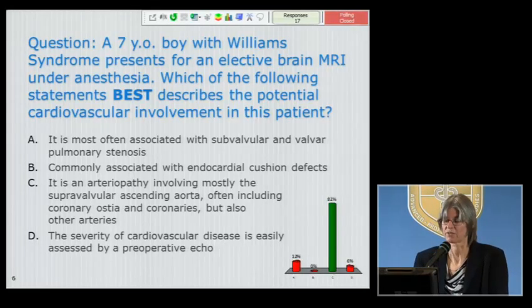Okay, good. You're right. Very, very good. So A is what most likely would be Noonan syndrome. B is most likely trisomy 21, right? And D is wrong, and we'll get to it in a second, but it is really important. The preoperative echo can be normal or really give you a false security. You can't assess the coronary involvement with a preoperative echo. It's the wrong test.